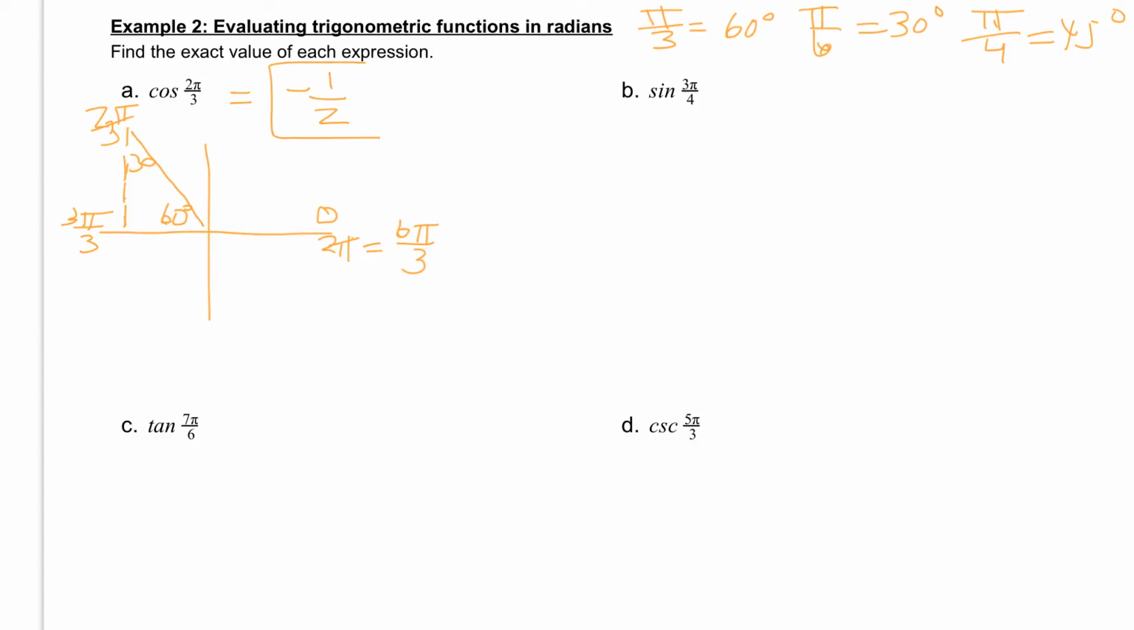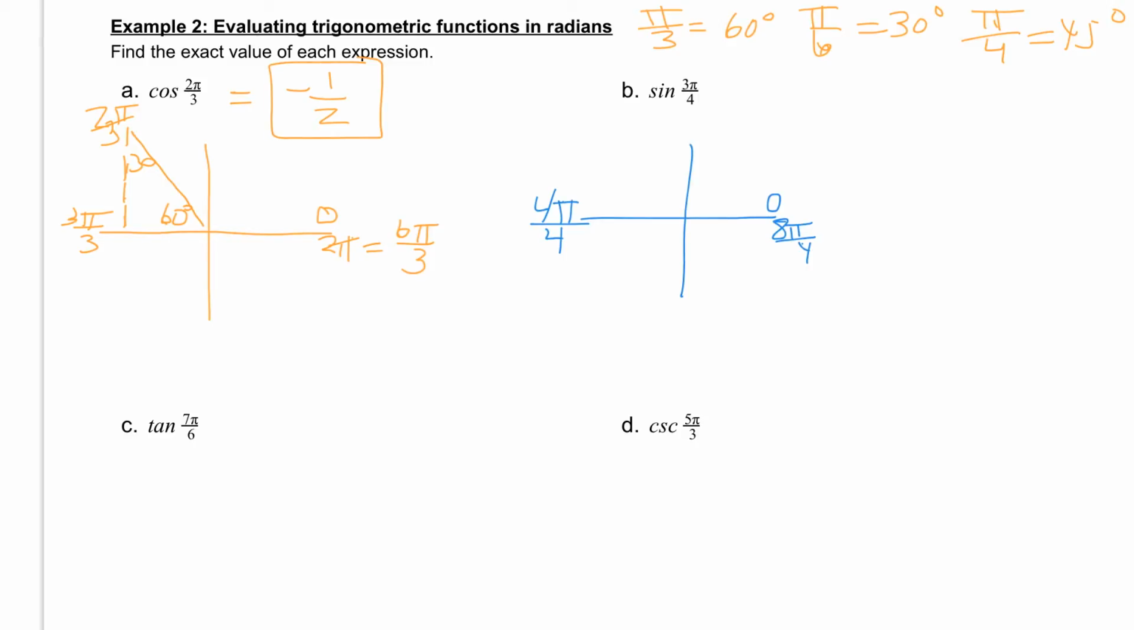So the only difference today versus the degree day is that we have to look at it in terms of radians first. Let's take a look at letter B. We have the sine of 3 pi over 4. So let's set up our axes and let's label everything. Again, this would be 0. In terms of fourths, this would be 4 pi over 4. And 2 pi is the same as 8 pi over 4.